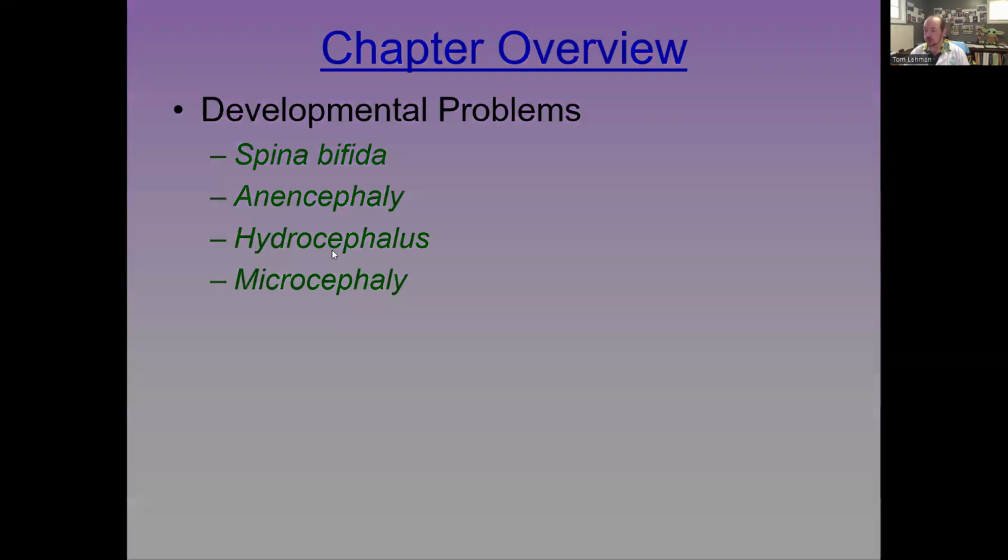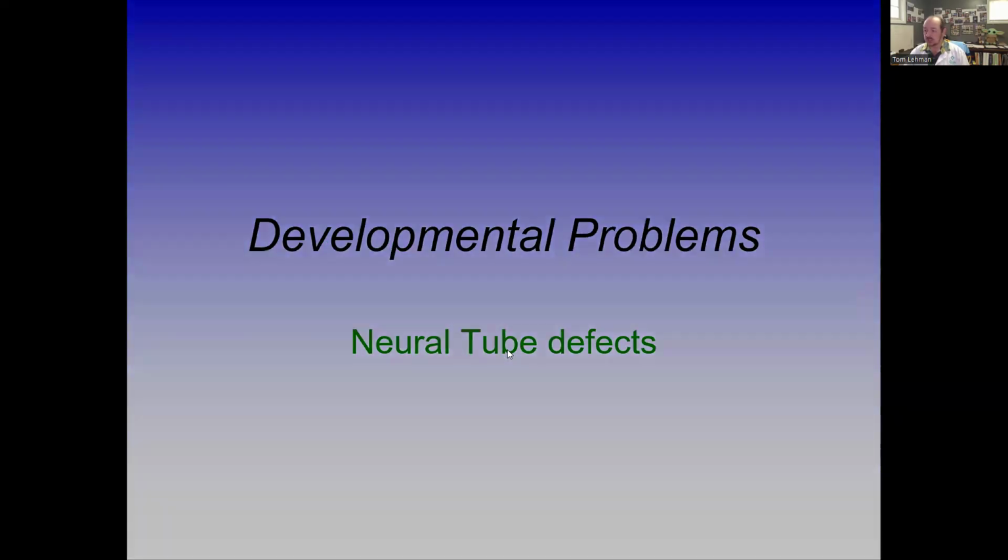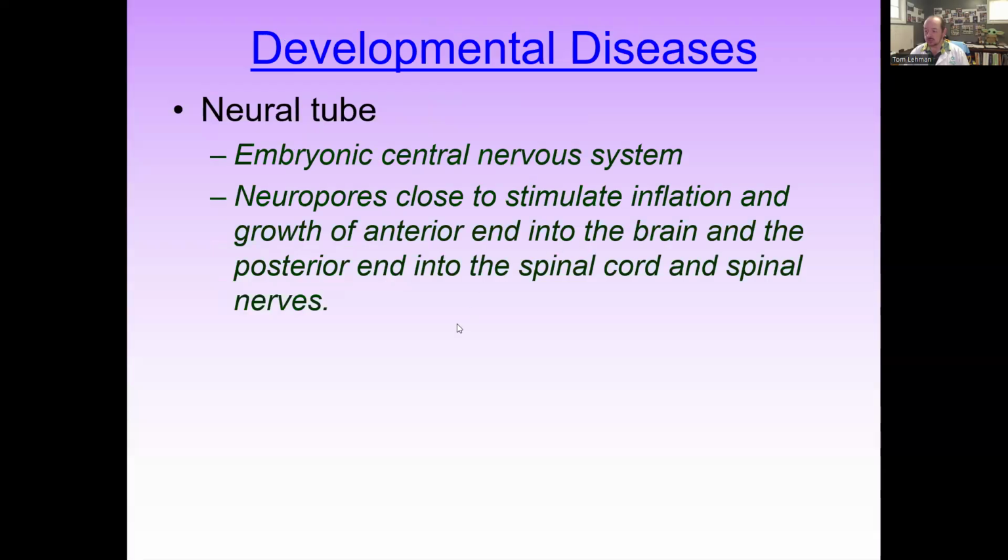This video lecture will talk about developmental disorders within the nervous system, taking a look at the structures involved that can cause complications. When we take a look at the various developmental disorders, we're going to see that they, for the most part, all boil down to a structure called the neural tube. The neural tube is the embryonic central nervous system.